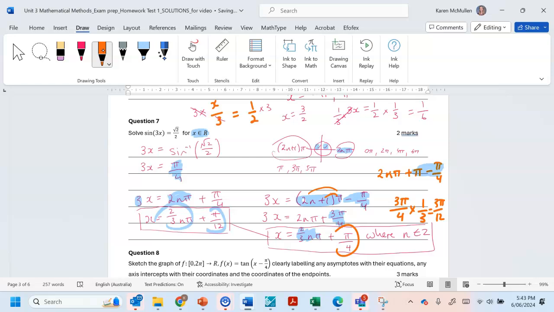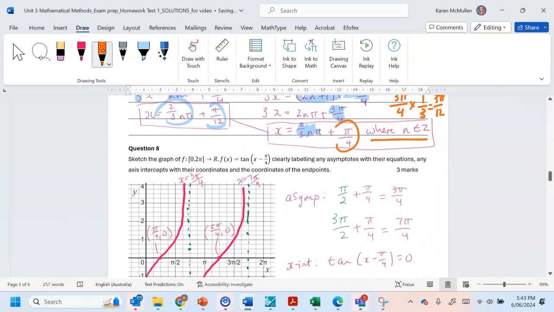That was done really well. Just remember, you do need to state where n is an integer. If you don't do that, you don't get full marks, which is a real shame, because you've got a lot of work there and just writing a few letters extra and you lost a mark. So just make sure you define what n is.